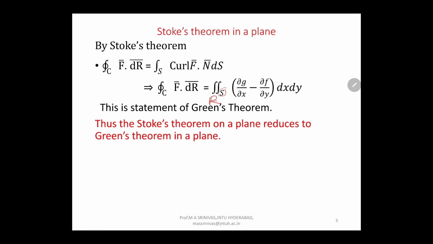So I have one region R. For this, this is C, and integral over C of f bar dot dr bar is equal to the double integral over that region of dou z by dou x minus dou f by dou y dx dy. This is the Green's theorem, what we learned in the previous lecture.